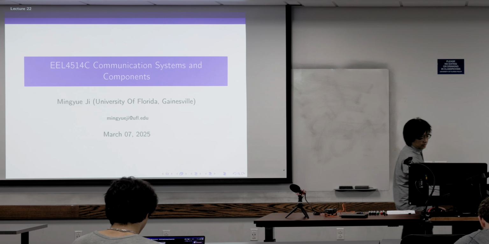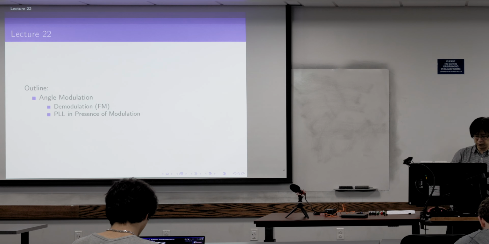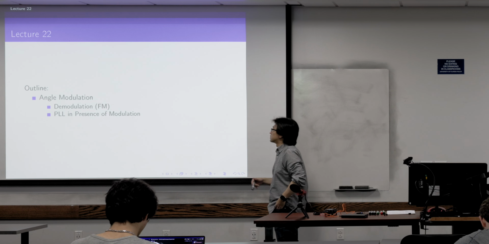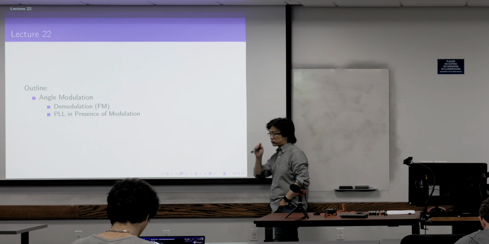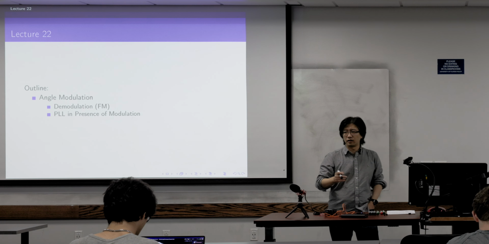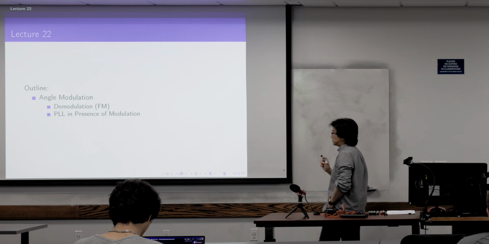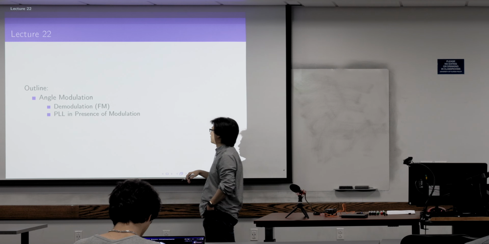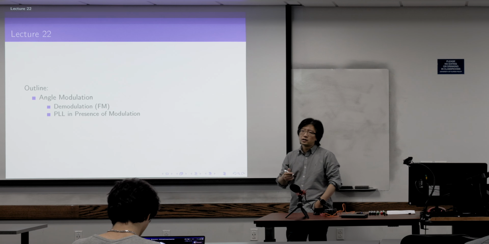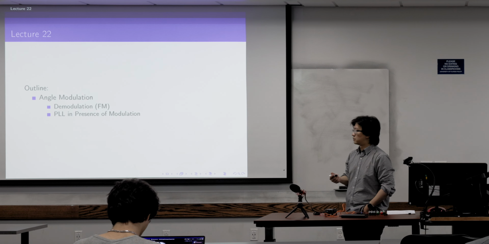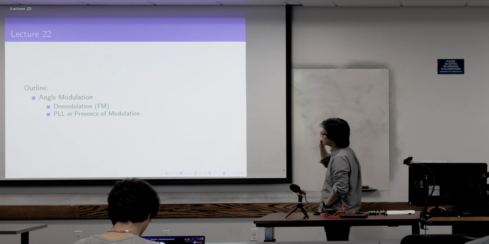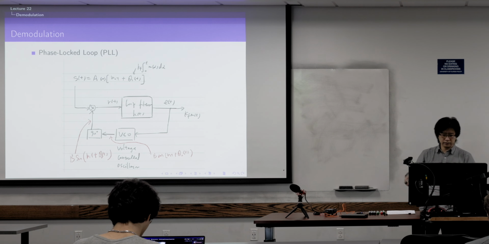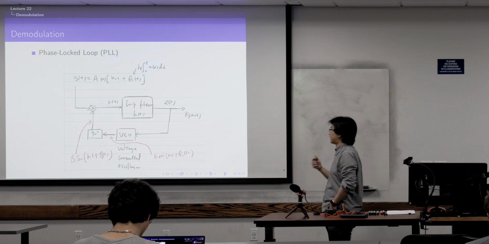Okay, so if not, let's take a brief overview of our previous lecture. In our last lecture, we did an analysis of PLL, right? And how to choose the loop filter to make the error converge to 0 in the time domain. Then we talked about the PLL in the presence of modulation. Here we focus on the DSB-SC signal, and see how we can apply PLL to DSB-SC signals. Let's see how we have done that.